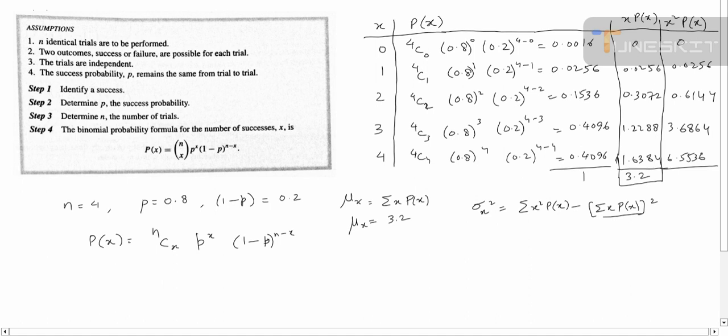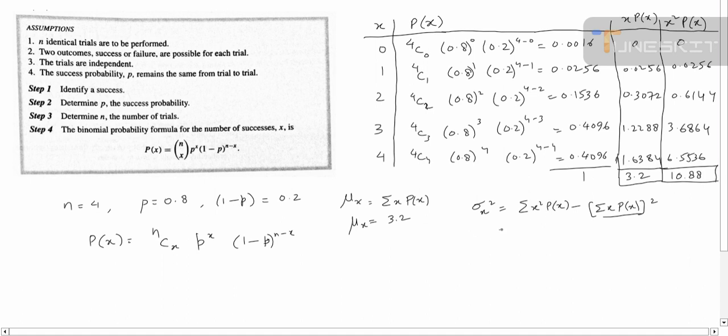Now add them all. 3.6864 plus 0.6144 plus 0.0256 and then plus 6.5536 would give you 10.88 as the sum of this column.